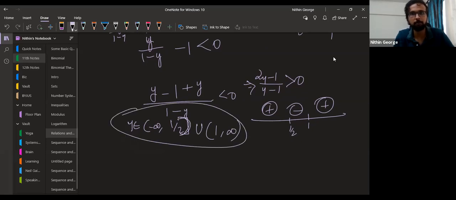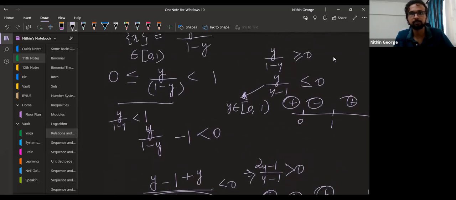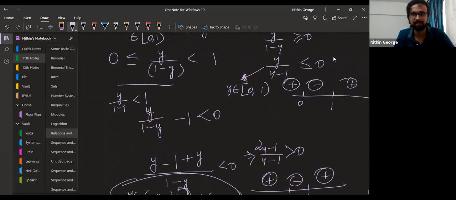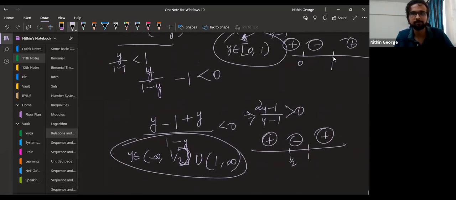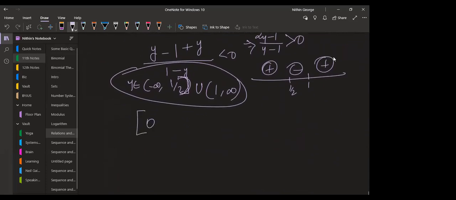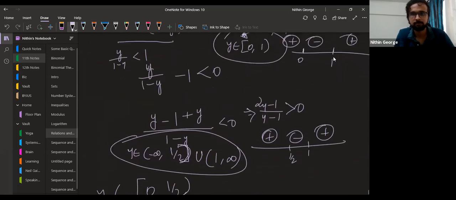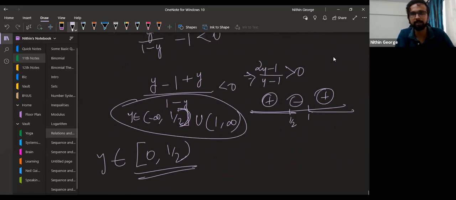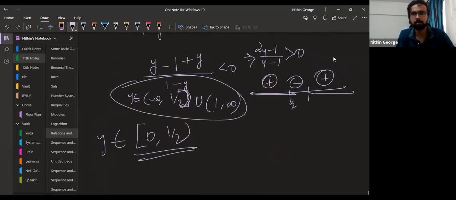What is common between this and the rest of my answer? Yeah, 0 to 1. What is common, guys? The answer will be 0 to half. I hope you got this. We were interested in this region and this region from the second case, and 0 to 1 in the first case. Whatever is common is 0 to half. Just take care of that. Got this, guys?